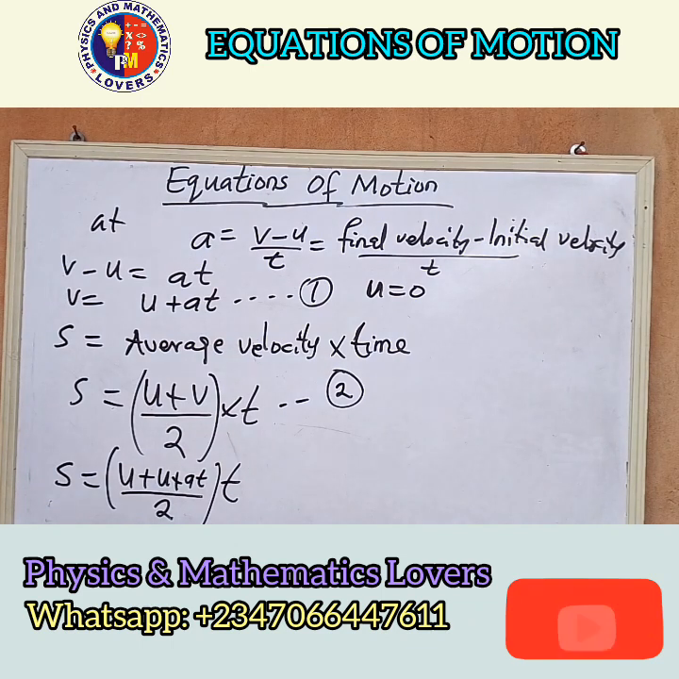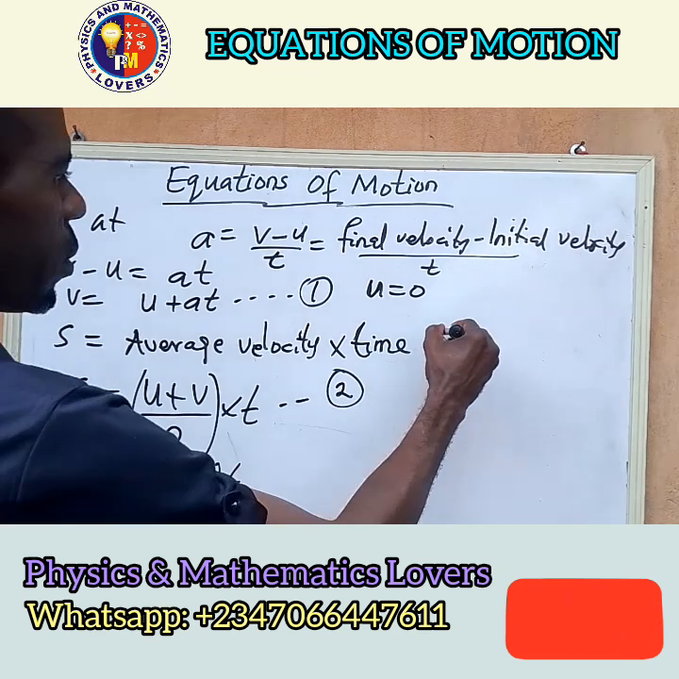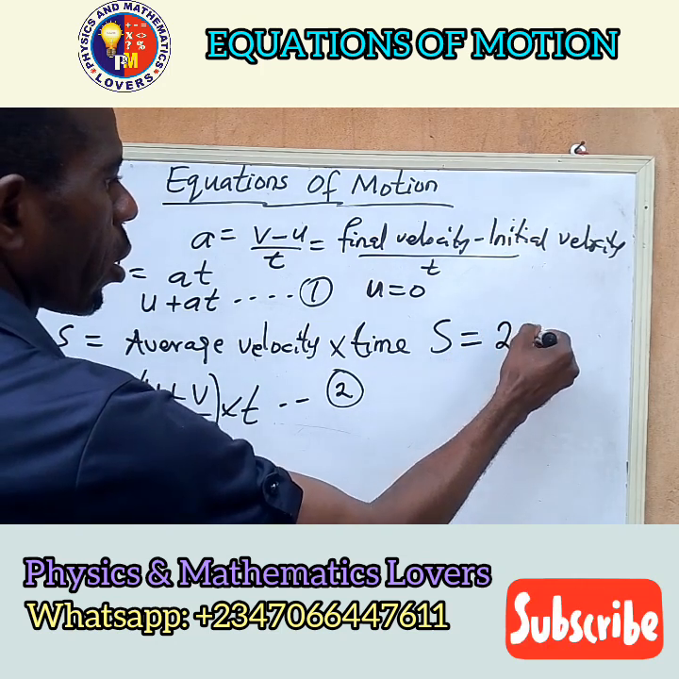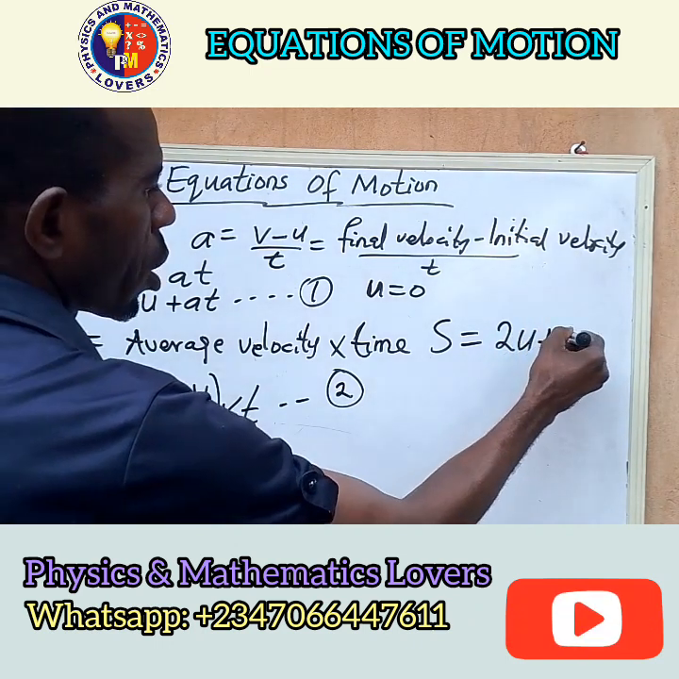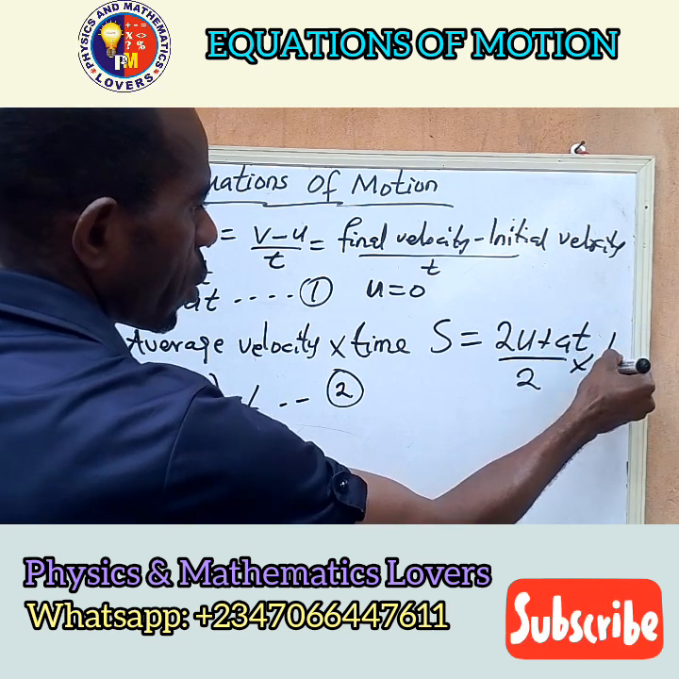Okay, now let's go further. Here we have u plus u. So my s can be equal to 2u. Are we together? 2u. Now u plus u is 2u. We have plus at, everything over 2 times t.